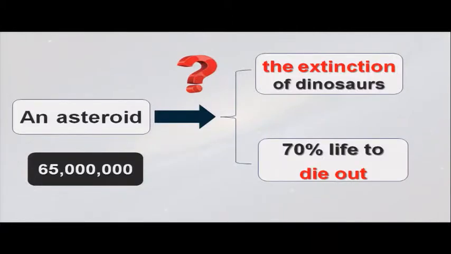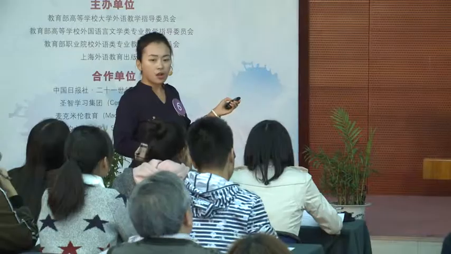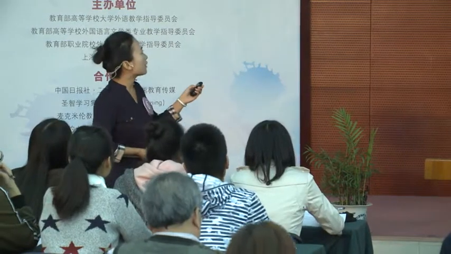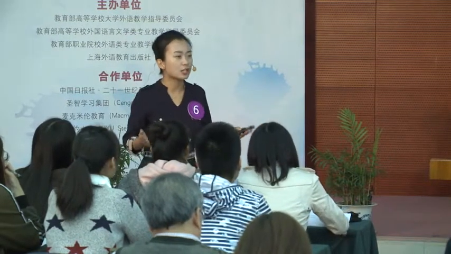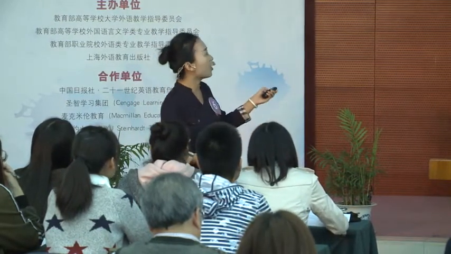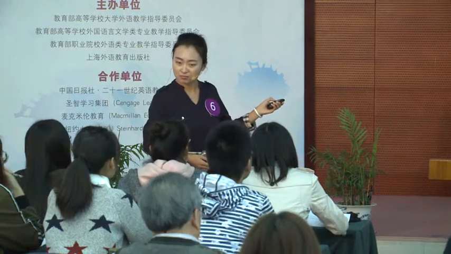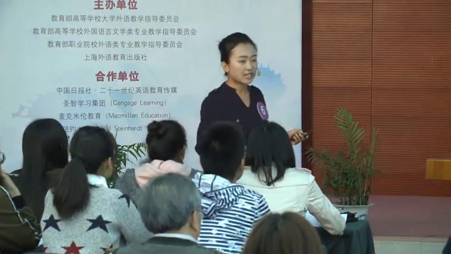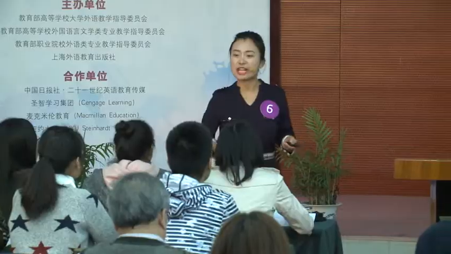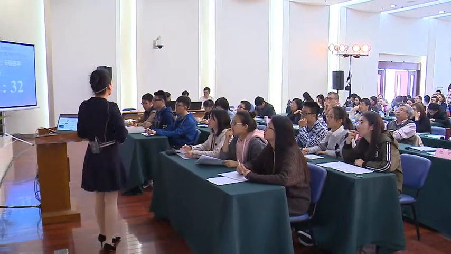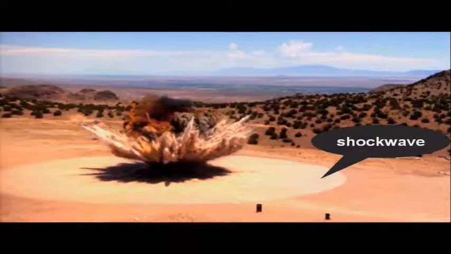Are you shocked to see the number here? And do you also have this question mark? How? How could an asteroid kill almost all the life on Earth? Yes? Okay, so don't worry. In the next part, we're going to go on watching and see whether we can find out the answer. So before that, let's see some words here.